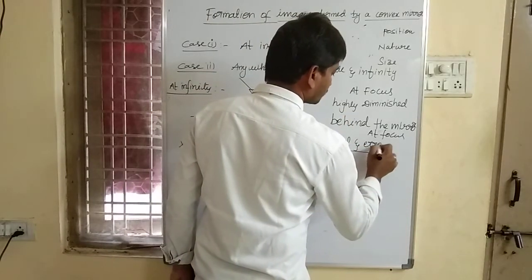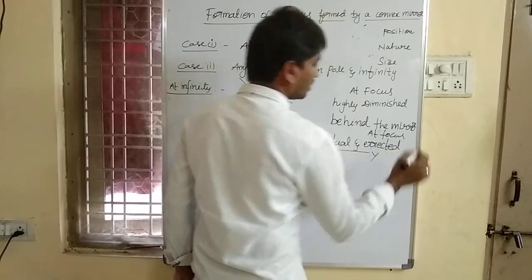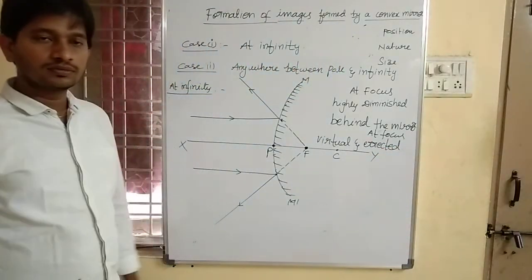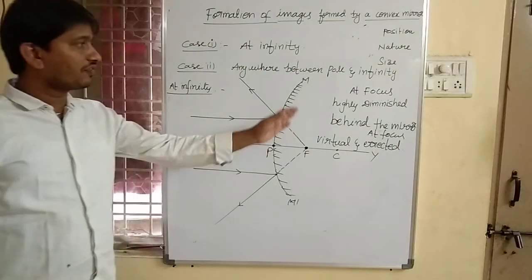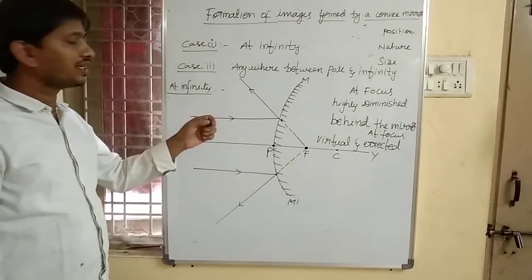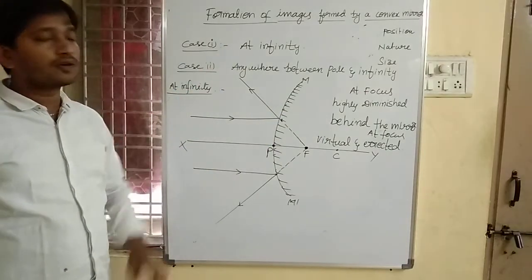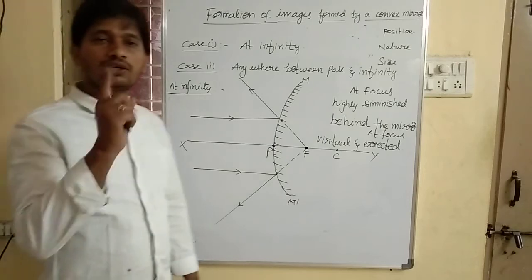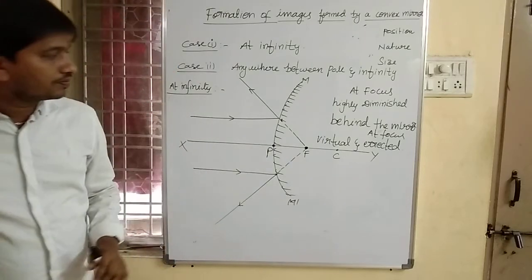and erected. Virtual and erected. These are the characteristics of the image. If you place an object at infinity in the case of a convex mirror, that is our case 1. Now coming to case 2.